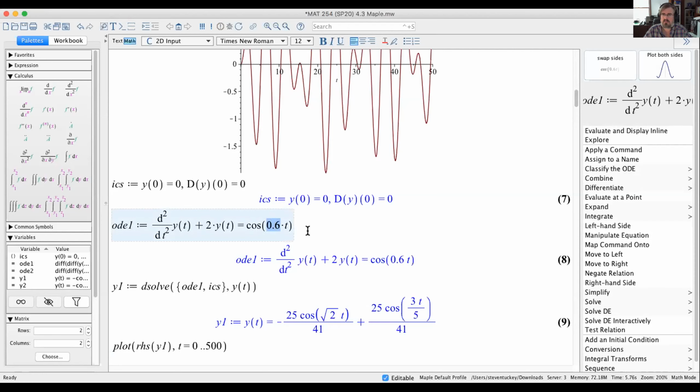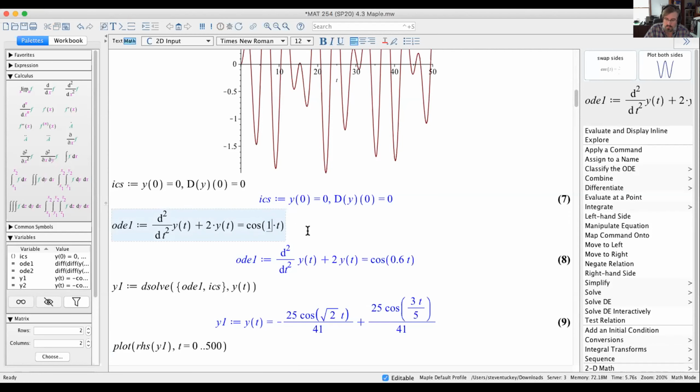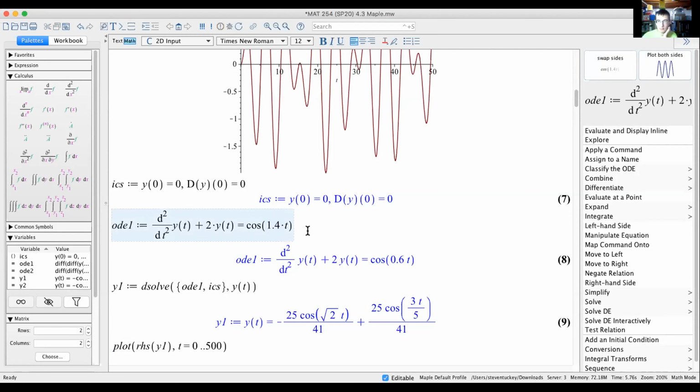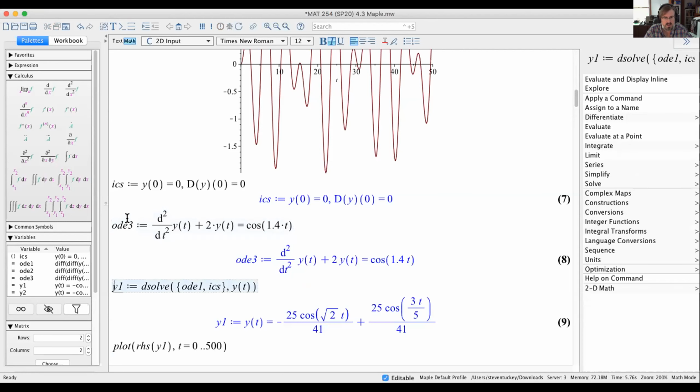Anybody know? 1.414, I think. Yeah, it's 1.4. So I'm going to do 1.4, which is pretty close to the square root of 2, but not exactly the square root of 2. So I'm going to call this one ODE 3. And this will be Y3. So let's solve this thing.